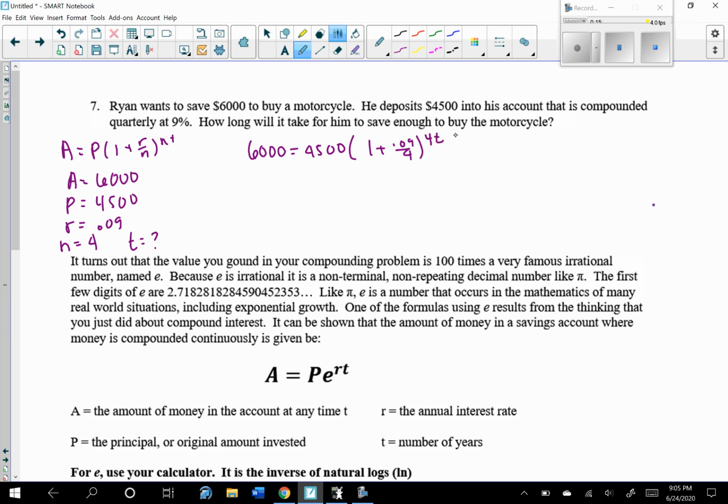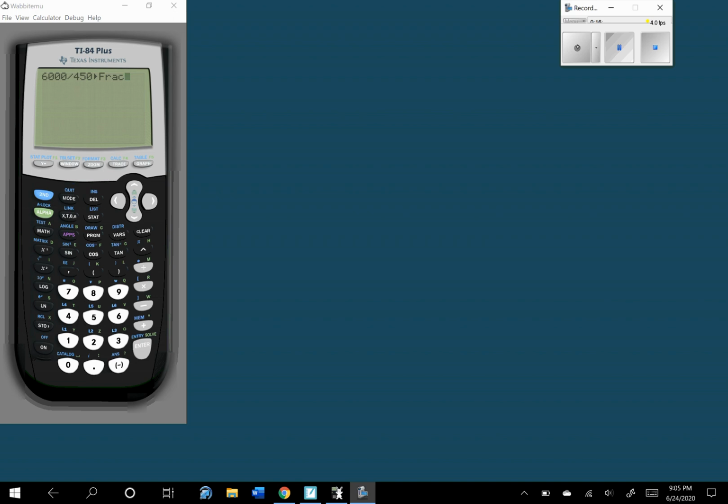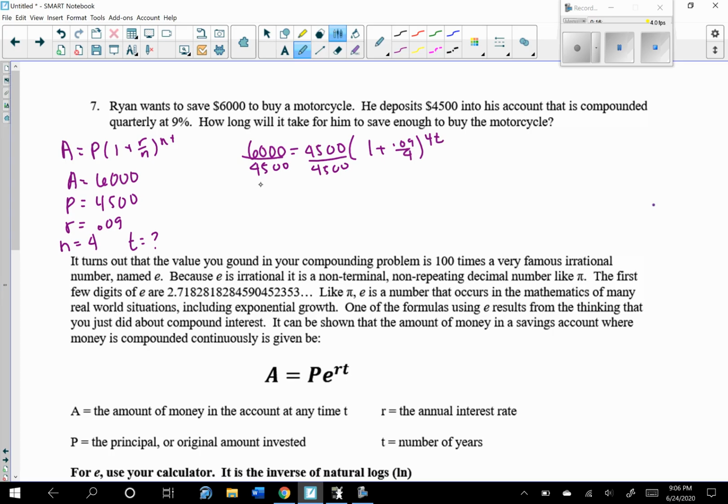So again, we're solving for the variable exponent. First thing we want to get rid of is that 4,500. So to get your decimal, you can hit the math fraction key. So 6,000 divided by 4,500, and then hit the math fraction key. So 4/3, because it's 6 over 45. So just in case you didn't know, 4/3 is how you can get that. And we have 1 plus 0.09 divided by 4 to the 4t power.